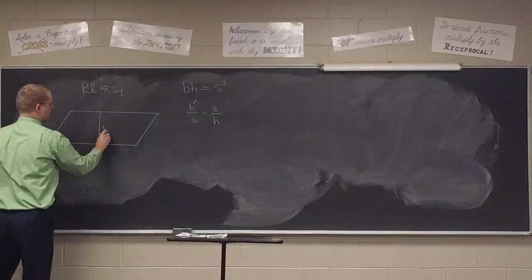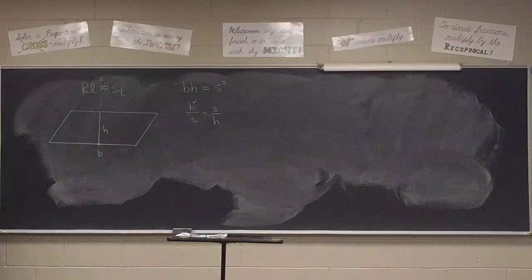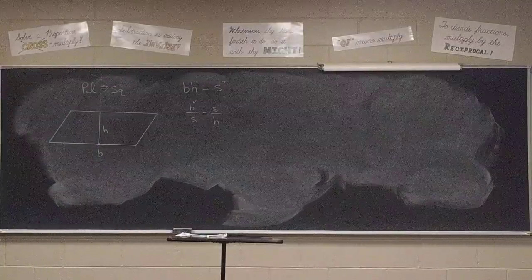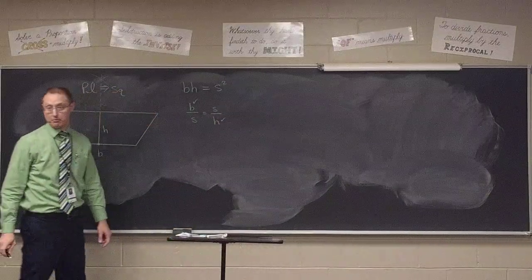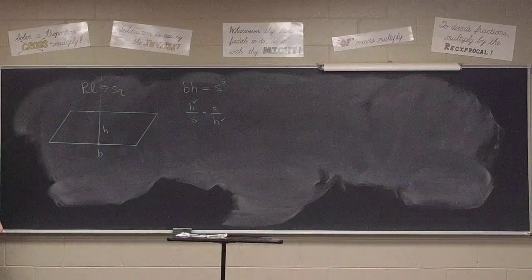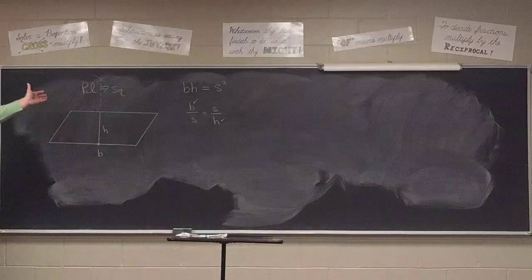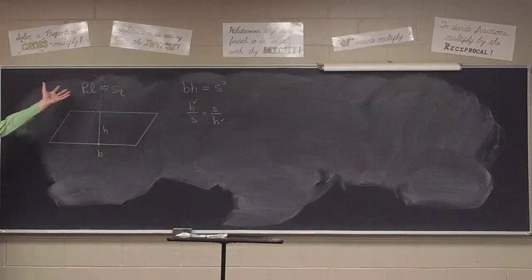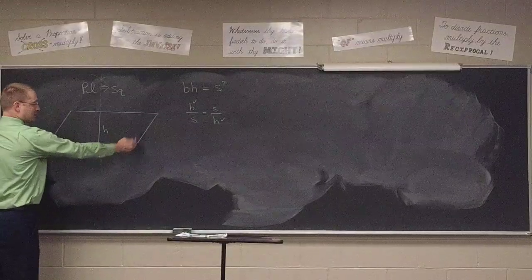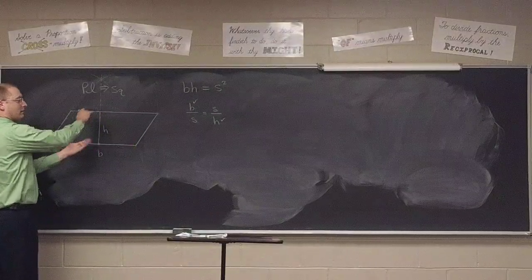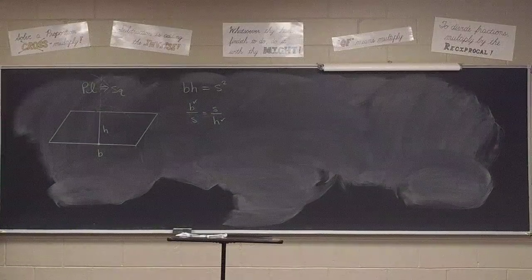So there's my H, there's my B. Notice, I don't have to find half of B this time, right? On the triangle, you do. Parallelogram doesn't have a 1/2 in there, does it? I don't need to cut the base in half. I'm good. So I've got my base, and I've got my altitude. I'm ready to construct the mean proportional.